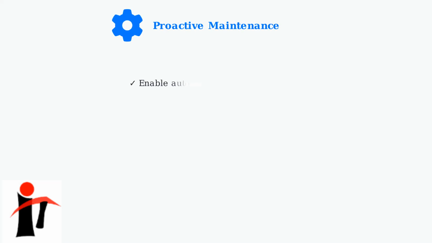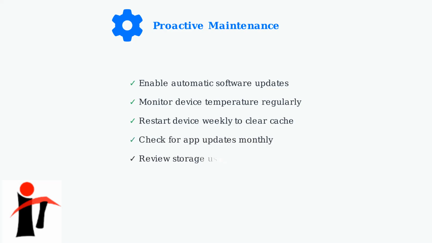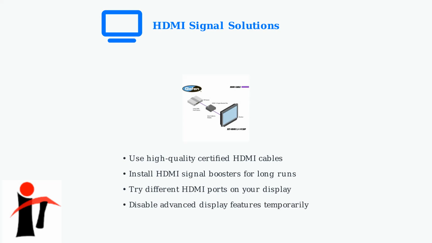Proactive maintenance significantly reduces the likelihood of boot failures. Regular software updates, environmental monitoring, and preventive care can extend your Apple TV's lifespan and reliability. HDMI handshake issues with modern 4K and 8K displays can cause persistent black screens. Signal boosters and converters can resolve compatibility problems and ensure reliable connections.